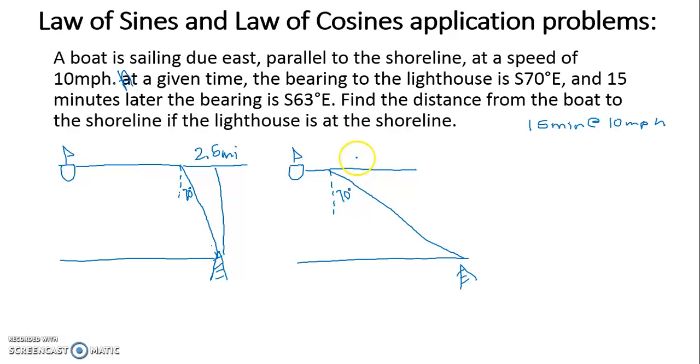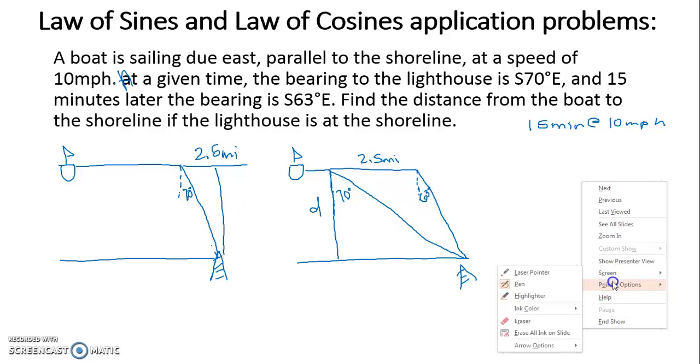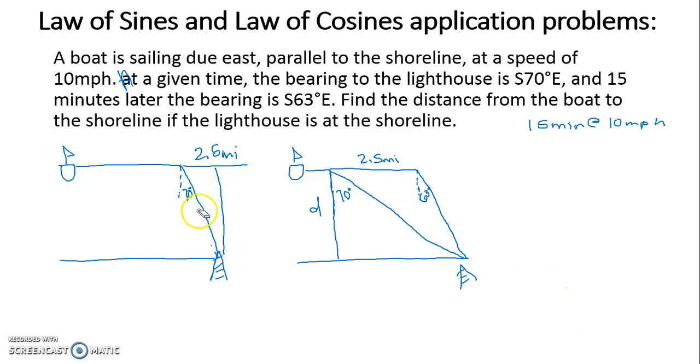I go 2.5 miles. And now I'm south 63 degrees to the lighthouse. Find the distance from the boat to the shoreline if the lighthouse is at the shoreline. So I do actually want to find this distance here. First off, this triangle, I need that full angle. So that full angle should be 90 plus 63, which would be 153 for that angle.